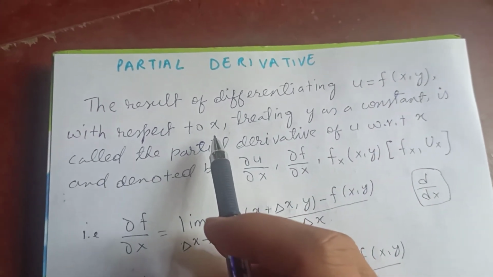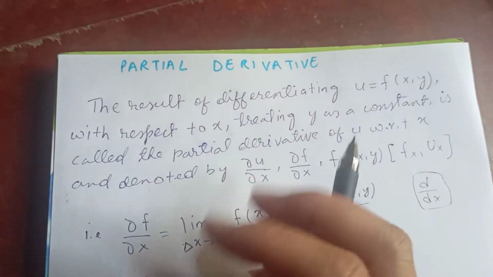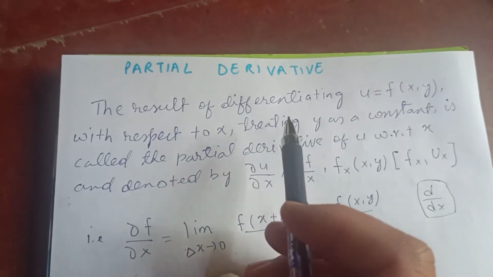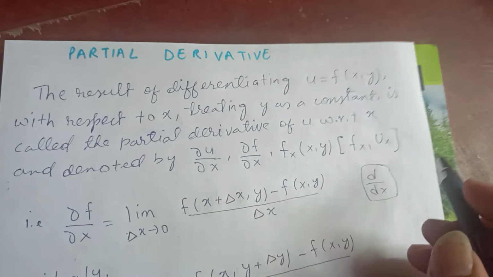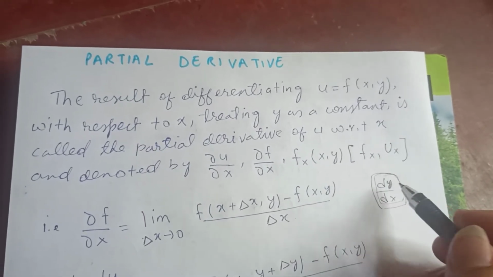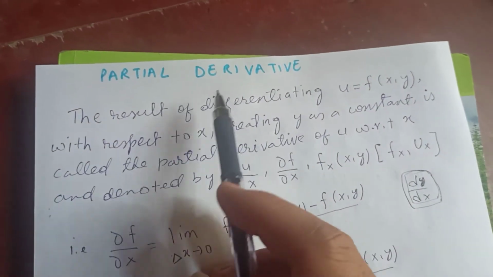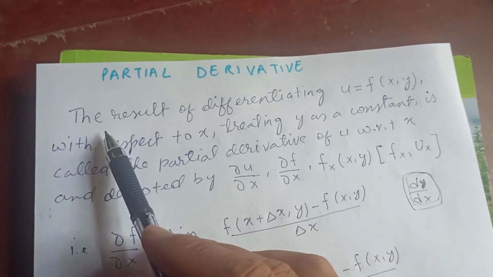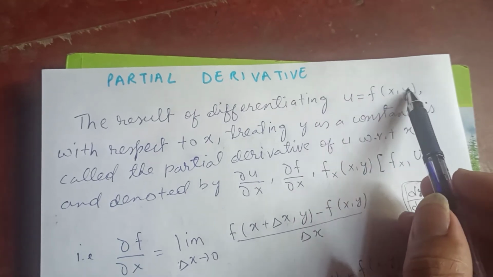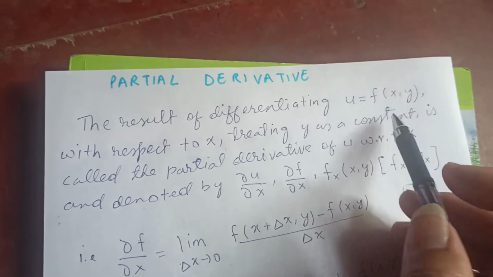So if you talk about partial, partial means it considers two variables or three variables, more than one variable. But for our ordinary, we just consider only one variable. But for partial, there are more than one variables.